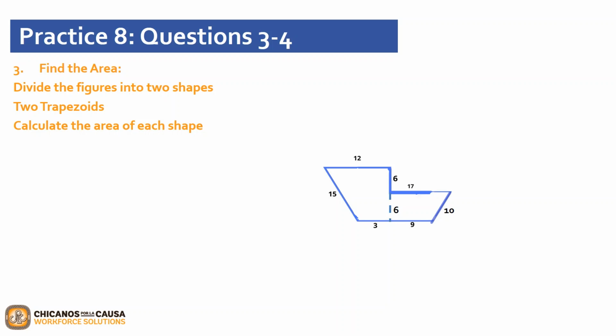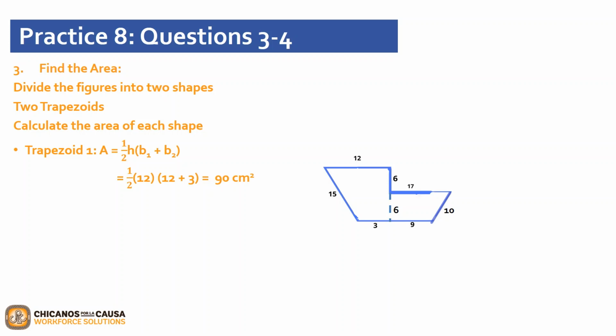So now we have to calculate the area of each shape. In order to calculate it, we have to have the formula for the area, remember? So let's work on trapezoid 1, which is going to be the trapezoid on the left-hand side. The area is half times its height times base 1 plus base 2. So let's go ahead and replace the variables with the values of the trapezoid on the left-hand side only.